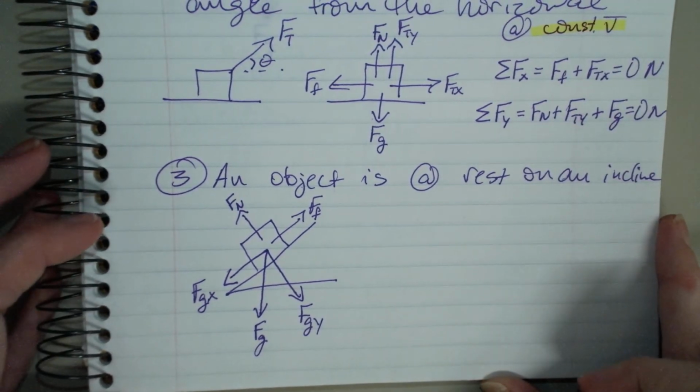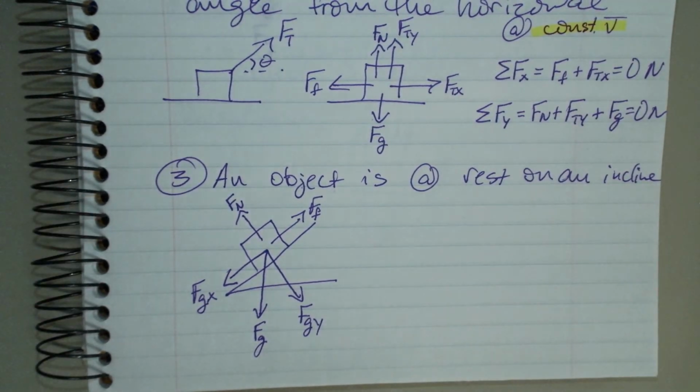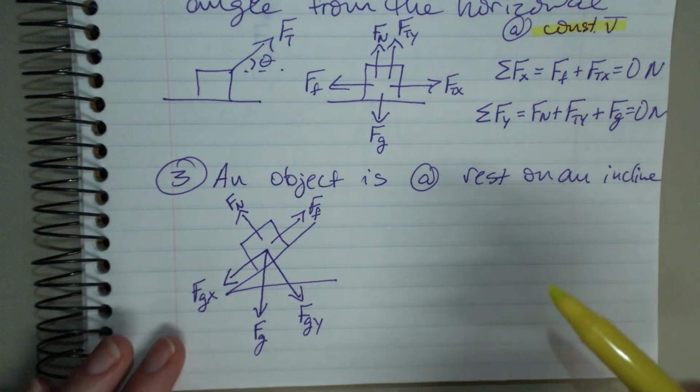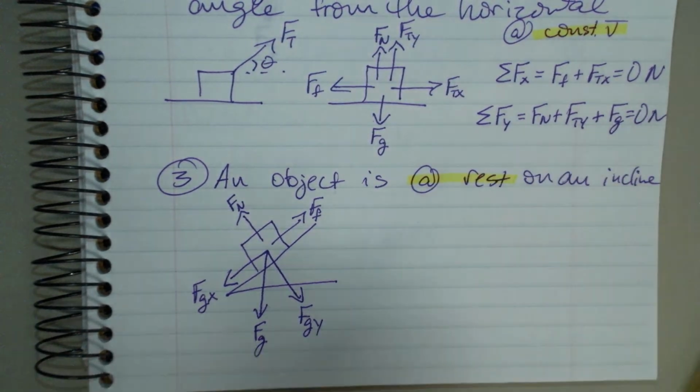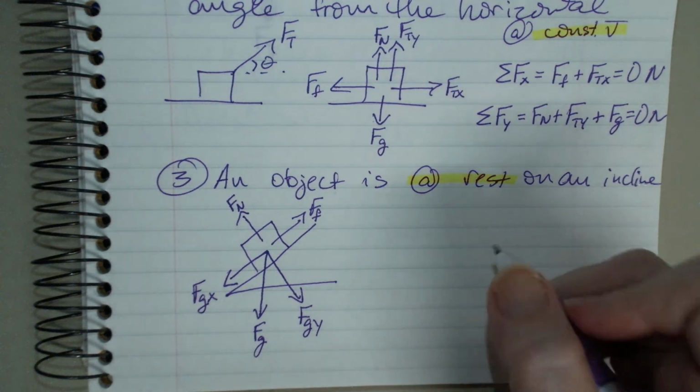Next one. An object is at rest on an incline. At rest means that it's stationary. So if it's stationary, it's in static equilibrium.